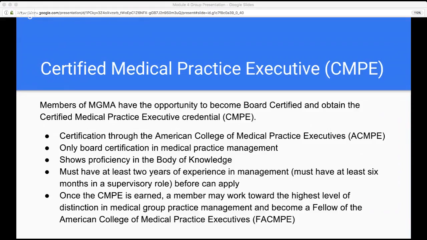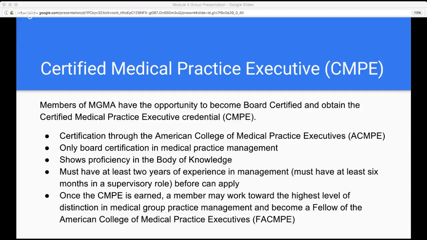The only board certification in medical practice management is the Certified Medical Practice Executive credential, or CMPE. Certification is administered through the American College of Medical Practice Executives, or ACMPE. The CMPE shows proficiency in the body of knowledge. In order to apply for the CMPE, one must be a member of MGMA and have at least 2 years of experience in management, 6 months of which must be in a supervisory role. Once the CMPE credential is earned, it must be maintained through continuing education.